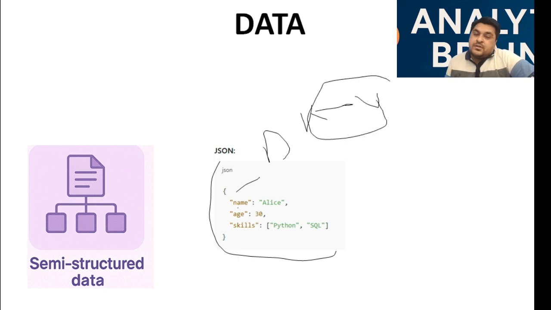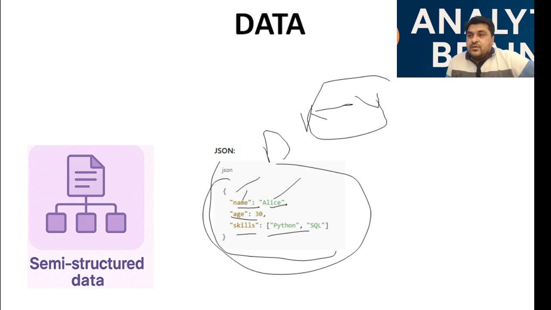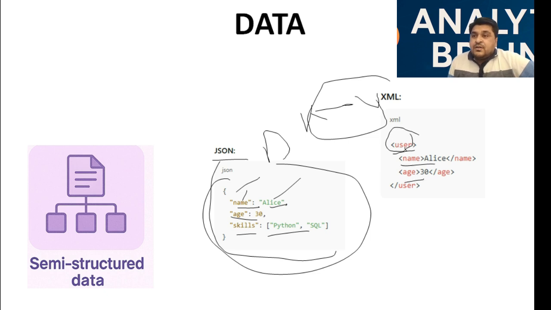Then we have semi-structured data. As the name says, it is the combination of unstructured plus structured data. An example is JSON. We have all seen a JSON. A JSON is something that in Python we call a dictionary, where we have one key, and with that key some values are associated. So if you see this JSON, name Alice, age 30, skills Python, SQL, this name is a key, Alice is a value. Where we have this type of nomenclature, we call this a JSON.